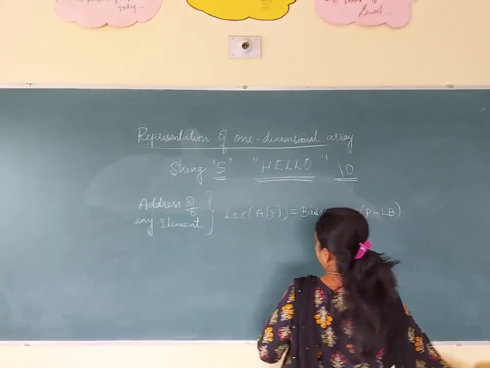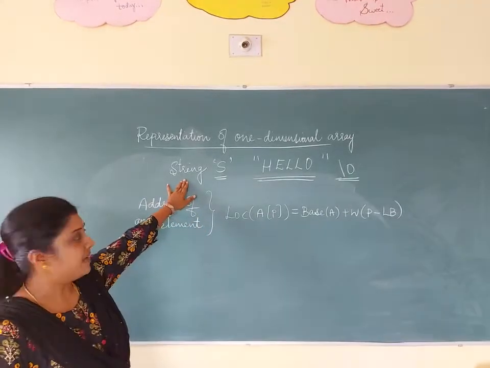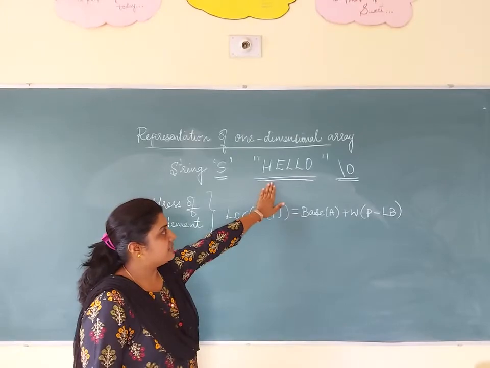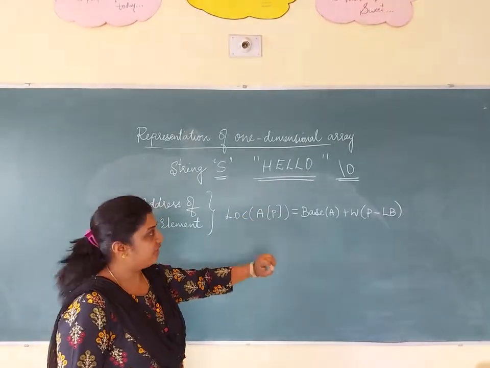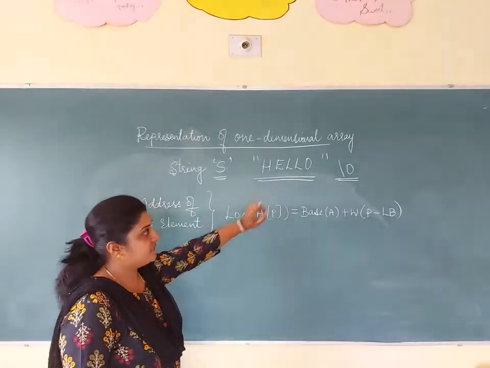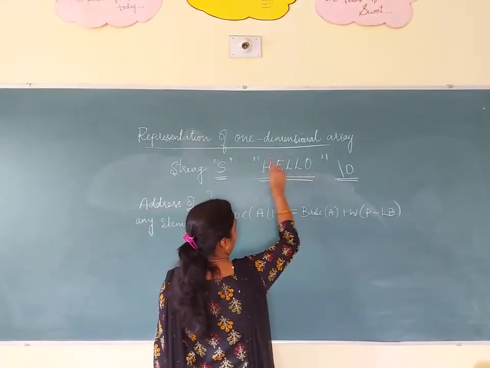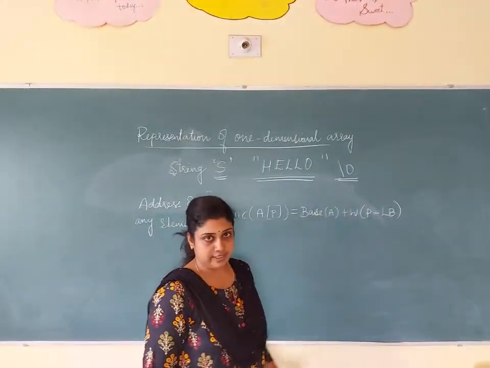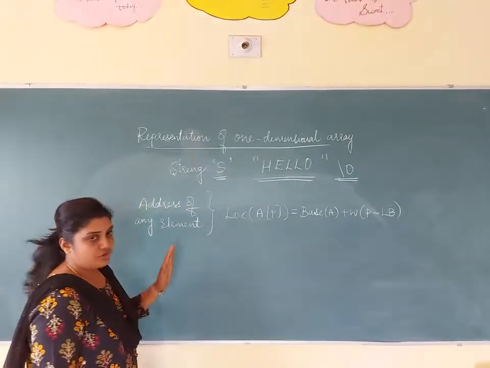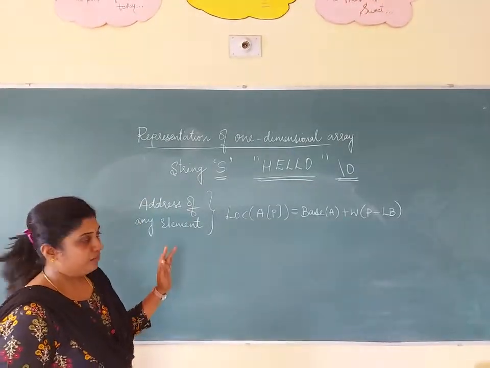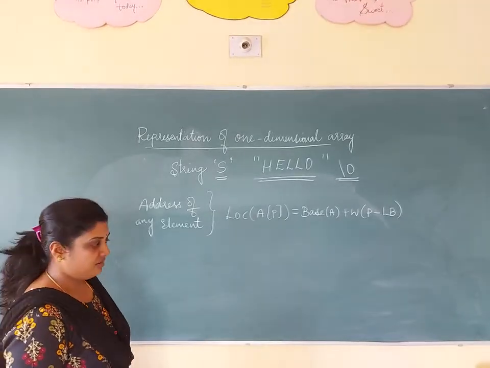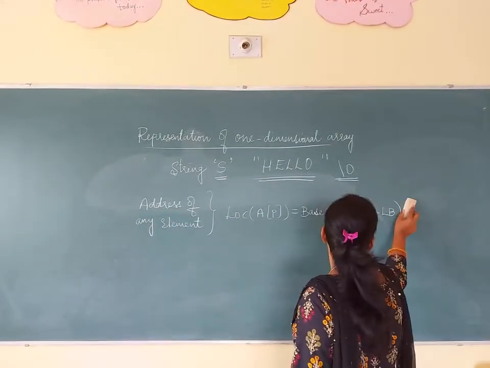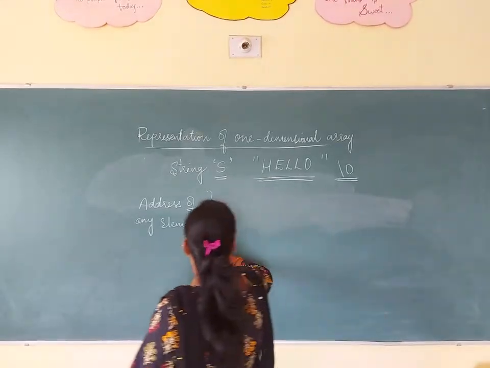Now I have taken an example of a string. S is a string variable and I am passing a set of characters, that is Hello. A string is always enclosed within double quotes, and a string ends with a null character. Now I want to find an address. Before finding an address, first I am going to represent the array.